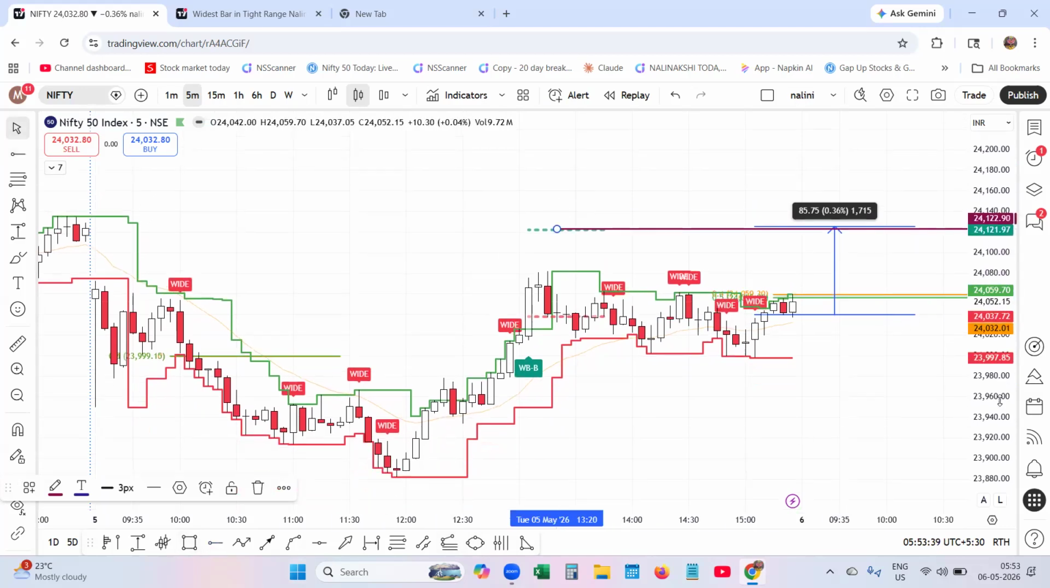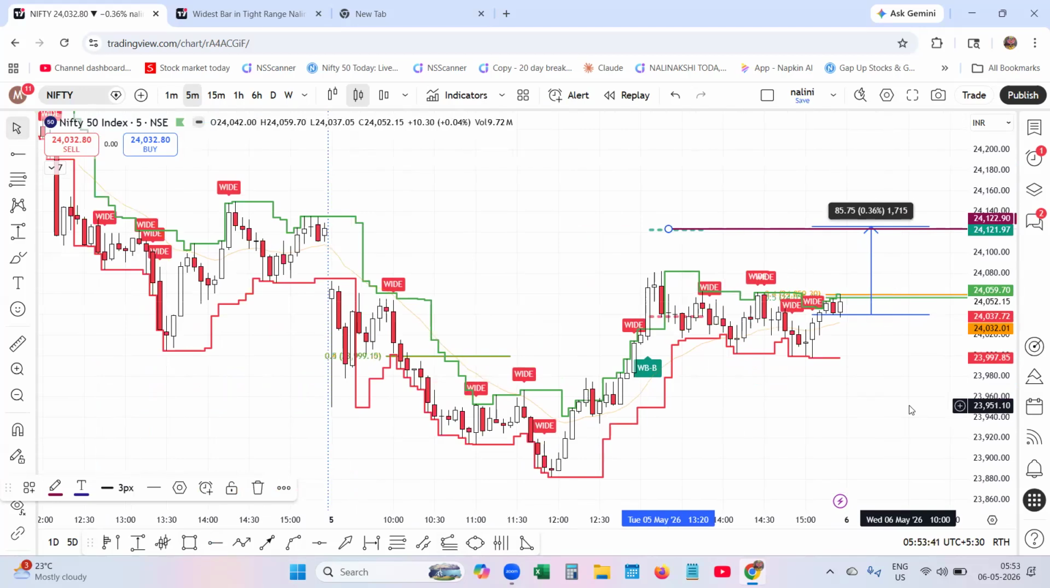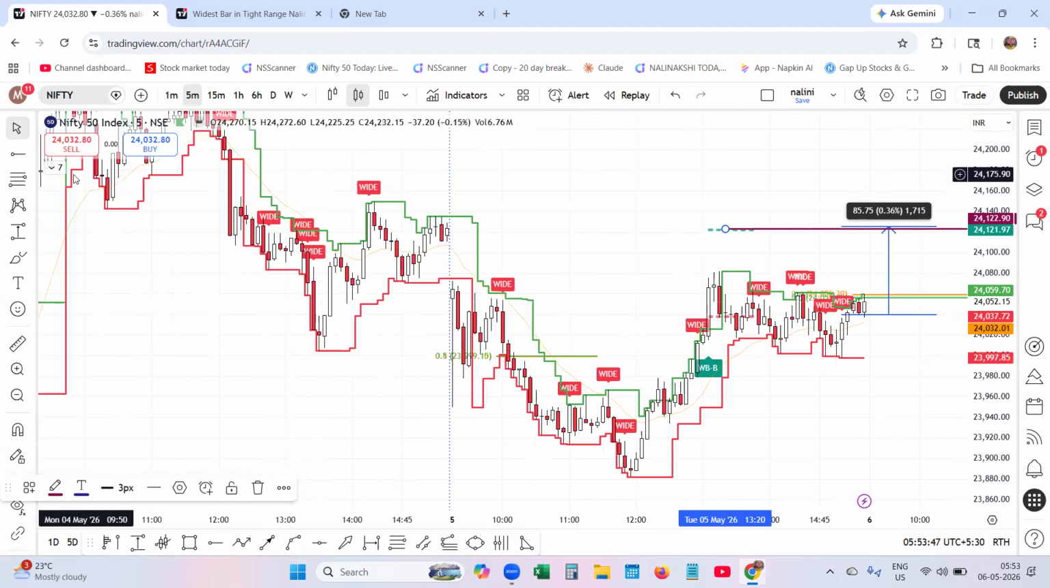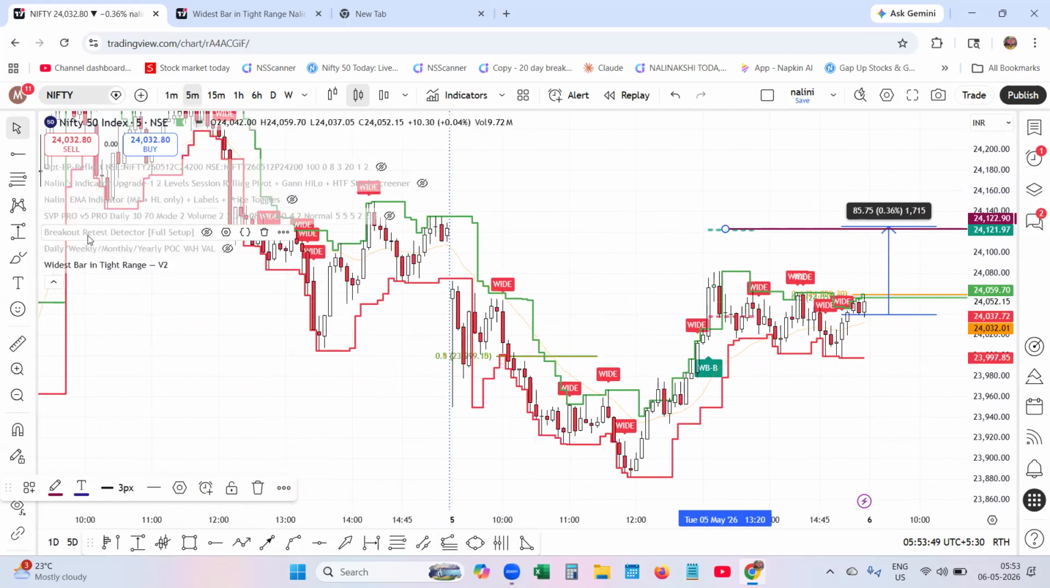Like this, the target will be placed, and it is very useful along with the Nalini Precision Engine. Let me show it to you. Nalini Precision Engine is a paid indicator I've created for you. Many people are utilizing that. Along with that, I thought let me give this to the community free of cost. So I published it as an open script. Let me apply the Nalini Precision Engine.